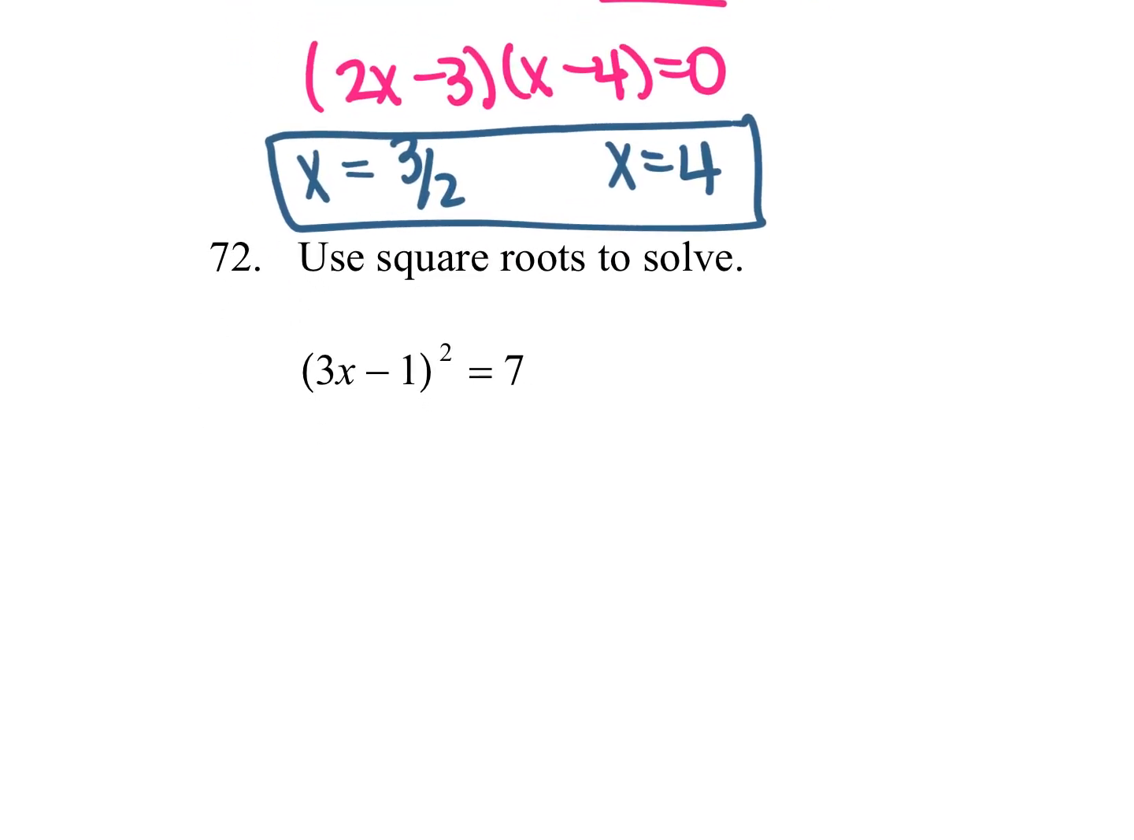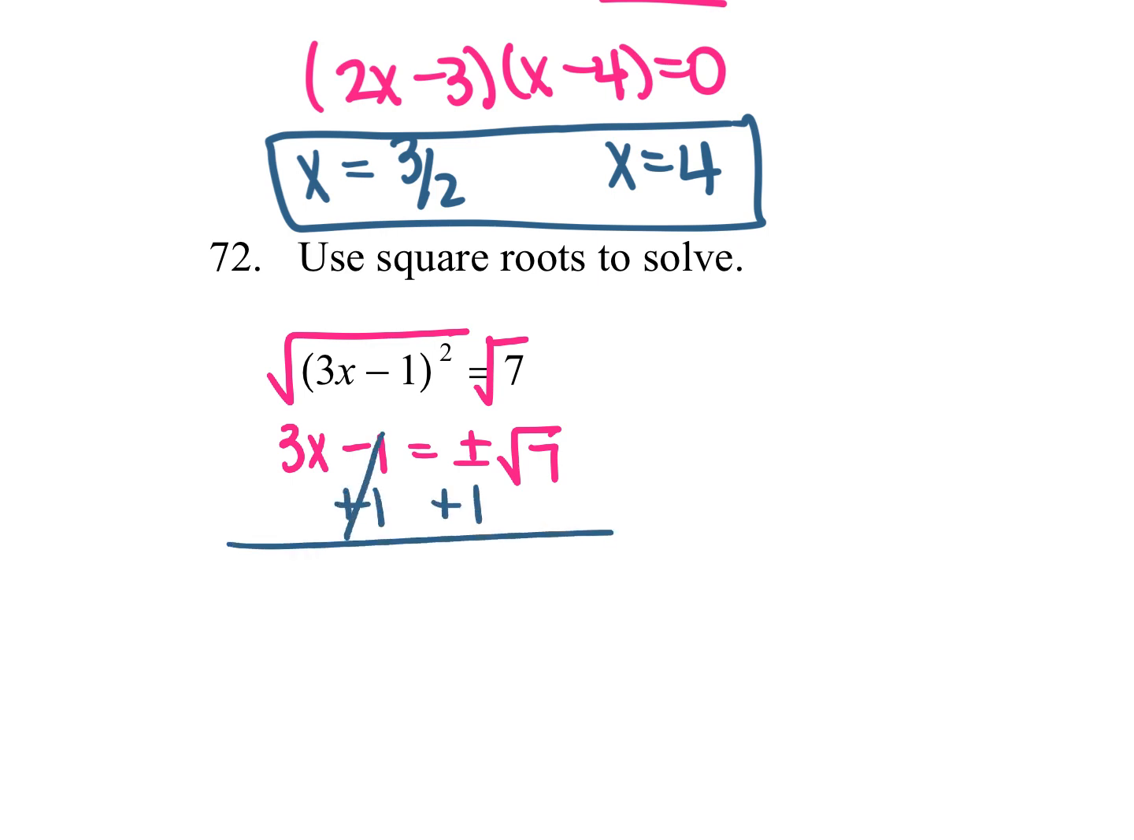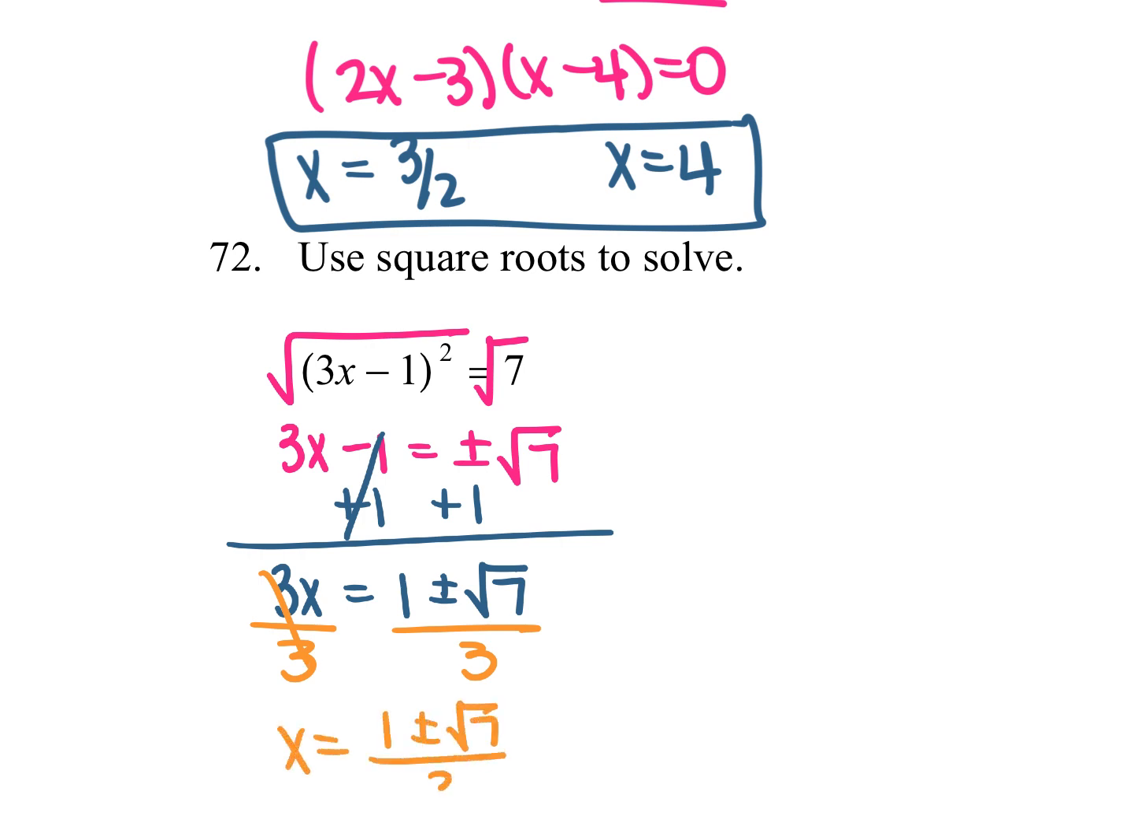For number 72, you're solving using square roots. So take the square root of both sides. Remember, when you do that in an equation, your plus or minus goes in front of your answer. So that's going to give you 3x minus 1 is equal to plus or minus the square root of 7. Move your 1 over, add it to both sides. That gives you 3x is equal to 1 plus or minus the square root of 7. Then divide each side by the 3. You have x is equal to 1 plus or minus the square root of 7 all over 3.